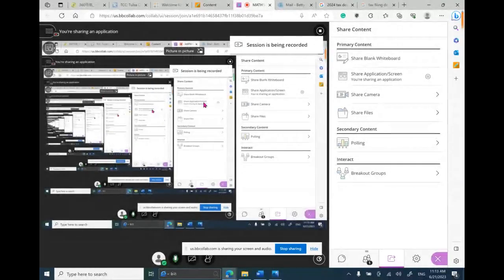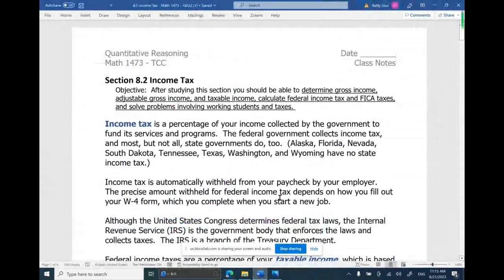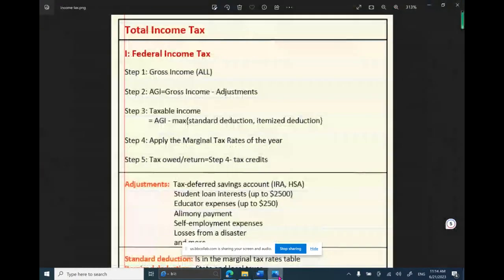Hello class. In this video, we cover section 8.2, income tax. I strongly recommend you look at my table note because my table note for income tax includes all the important information and the formulas. Everybody who lives in this country has to pay income tax.